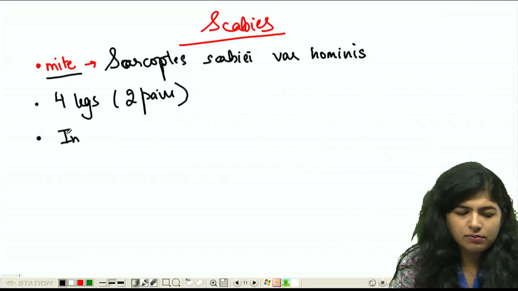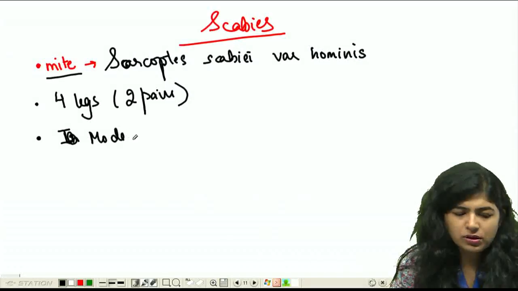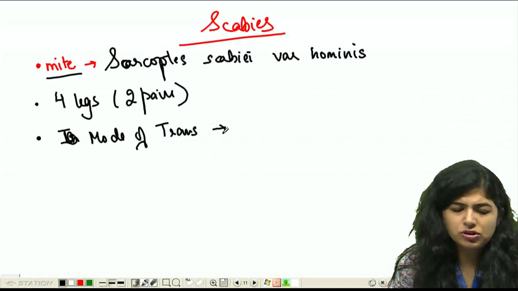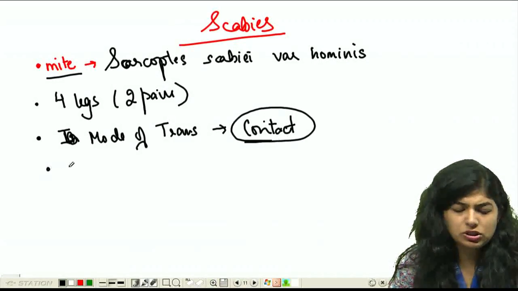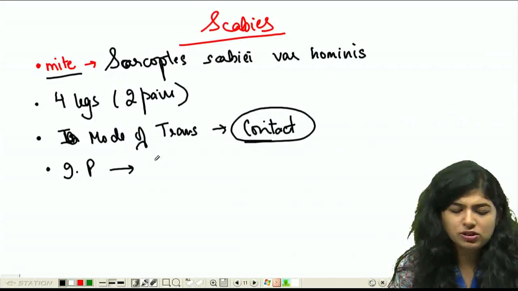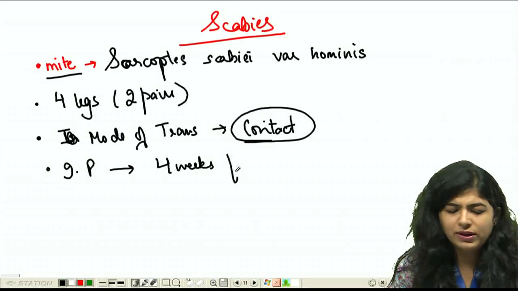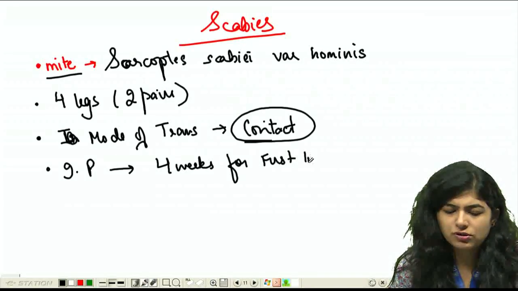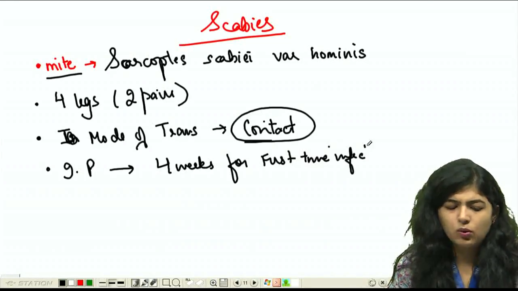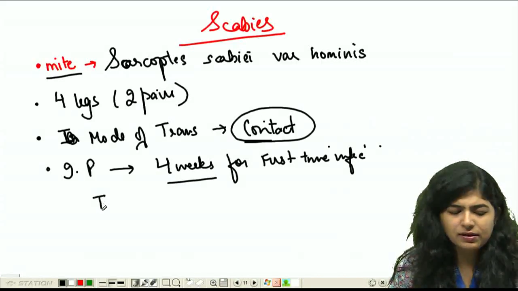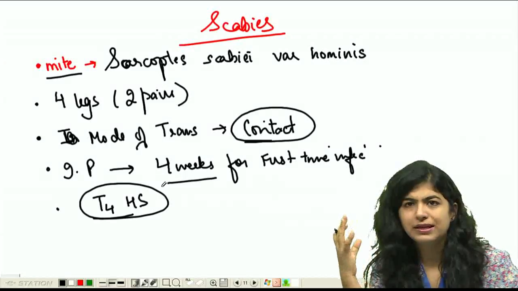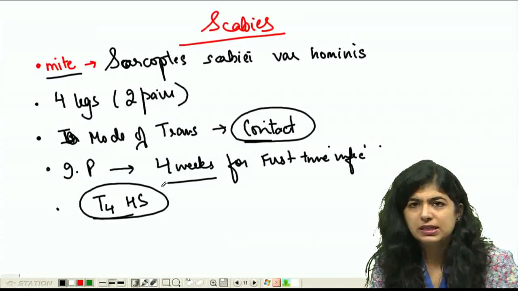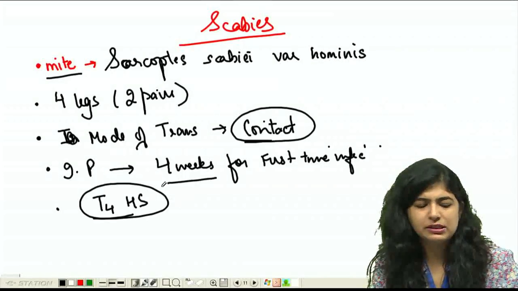What is the mode of transmission? The mode of transmission is through contact, means from one infected person to another through touch. What is the incubation period? Incubation period is 4 weeks for the first time infection. Why? Because this is actually a delayed type hypersensitivity response, takes at least 4 weeks to generate. There will be a phase of exposure, then sensitization, and then the disease will manifest. So it's a type 4 hypersensitivity response.